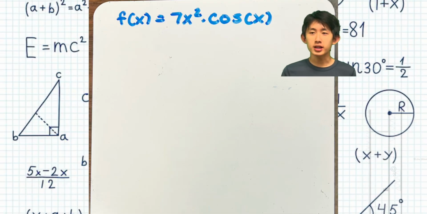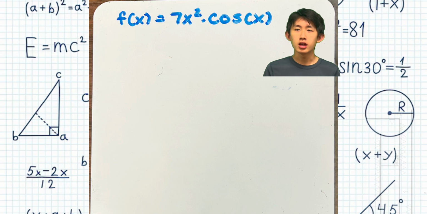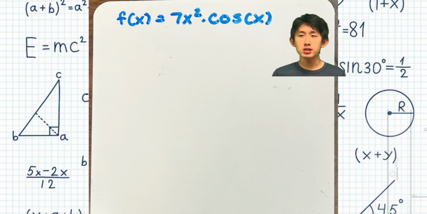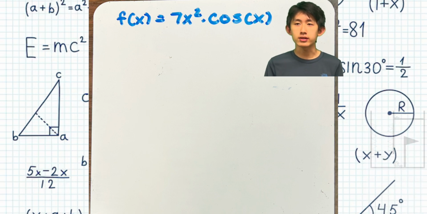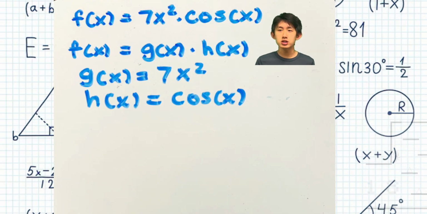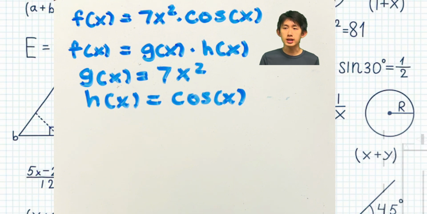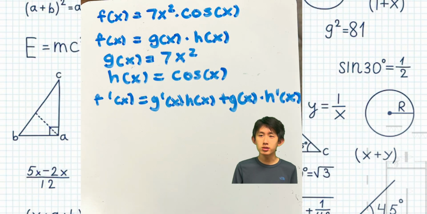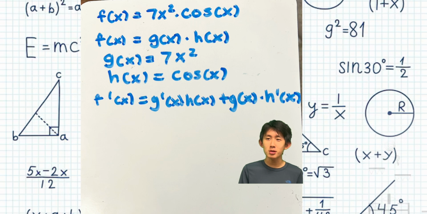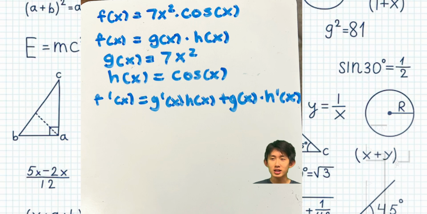In the next problem, we will be covering another product rule question. We are given the equation f of x equals 7x squared times cosine x, and asked to find the derivative. You can think of it as two separate functions, written in the generic form f of x equals g of x times h of x, with g of x being 7x squared and h of x being cosine x. Then we will use the general equation f prime of x equals g prime of x times h of x plus g of x times h prime of x.